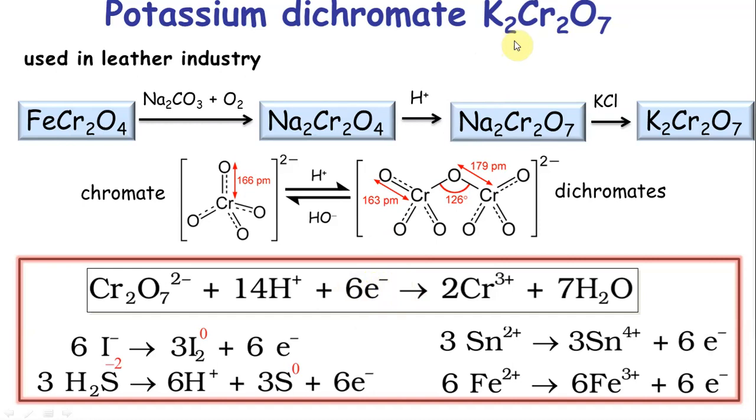And dichromate is a rather strong oxidizing agent, so it is going to oxidize I minus to I2, H2S to sulfur. So I put the oxidation numbers. Tin 2 plus can only get oxidized to tin 4 plus. Iron 2 plus can only get oxidized to iron 3 plus. So you don't have to worry about this. Whereas when you look at here, I minus goes to I2, it doesn't go to I plus. Sulfide goes to sulfur.